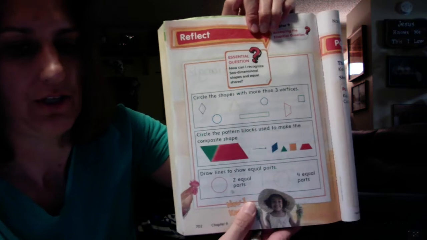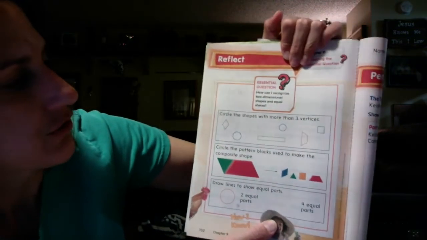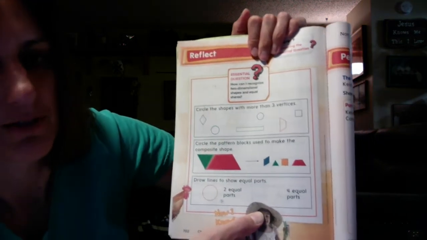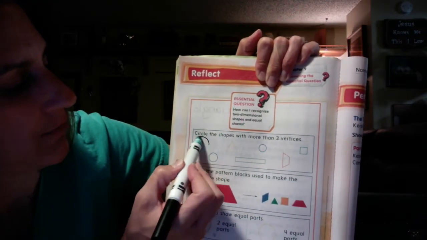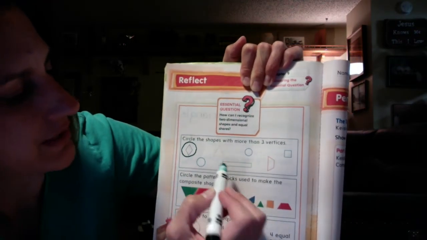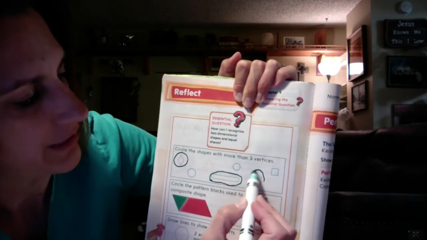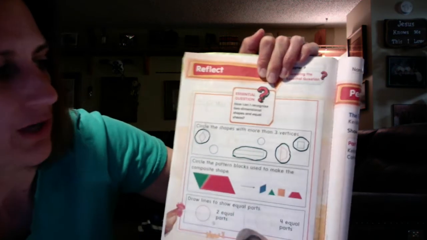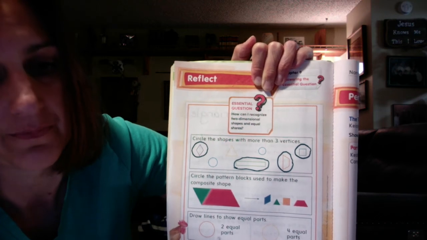Okay, so now we're on that reflect page. So page 702. Okay, here it says circle the shapes with more than 3 vertices. So I'm going to circle my diamond or my rhombus, however you want to call that. I'm going to circle my rectangle. I'm going to circle my trapezoid. And I'm going to circle my square, because I know that all of those have more than 3 vertices. They have more than 3 corners.